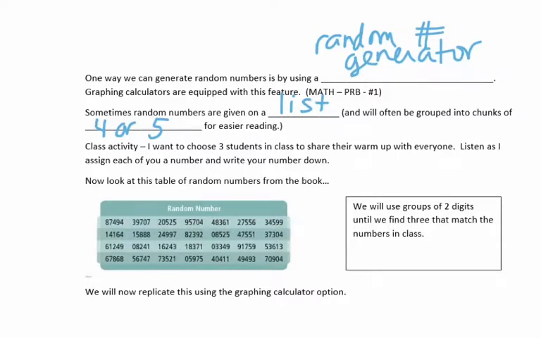What we're going to do is use groups of 2 digits until we find 3 that match numbers in the class. The reason that we have to use 2 digits is because some people in the class have 2-digit numbers. So if I look at this first row and I use single digit numbers, then we have 8, 7, 4. Well, that means that the student who's assigned number 8, the student who's assigned number 7, and the student who's assigned number 4 are the 3 that are going to get picked to do their warm up.